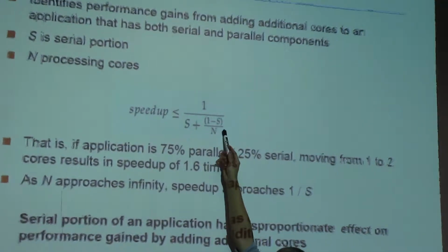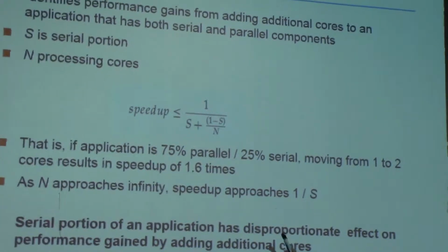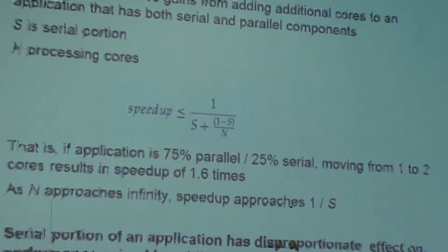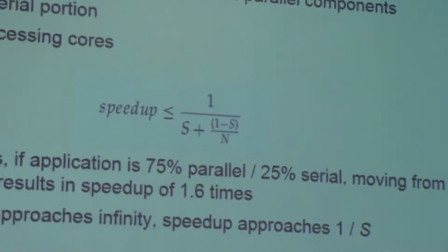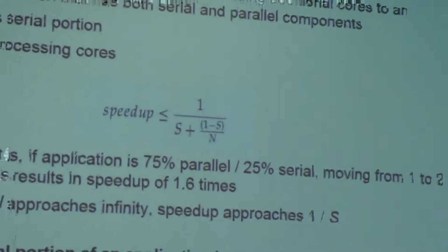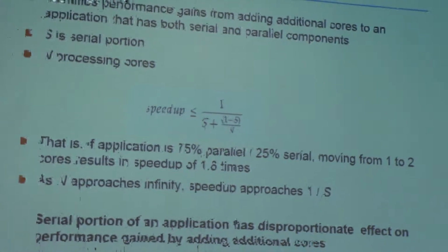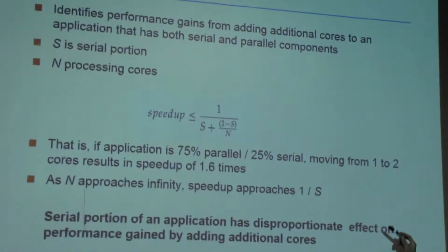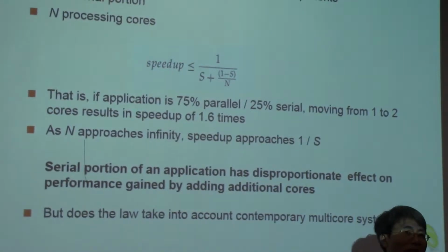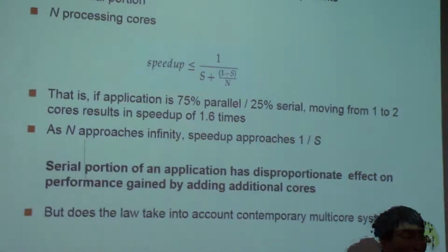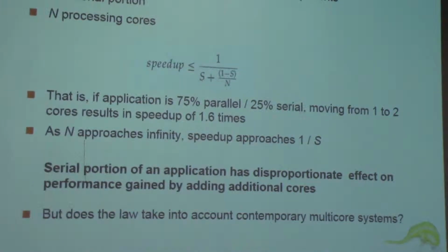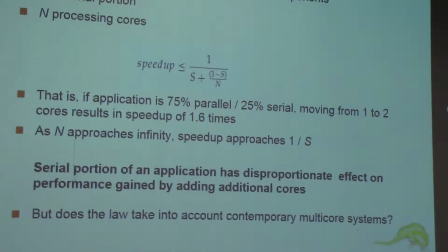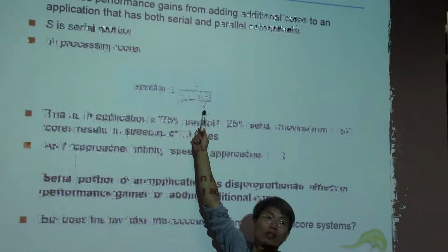But this one is the opposite, but is the minus and n. So for example, if in your application you implement parallel programming, and it's 75% parallel but 25% is single thread, at that time, when you have two cores, you can get 1.6 times. It's not 2 times, because you have the serial portion of it.